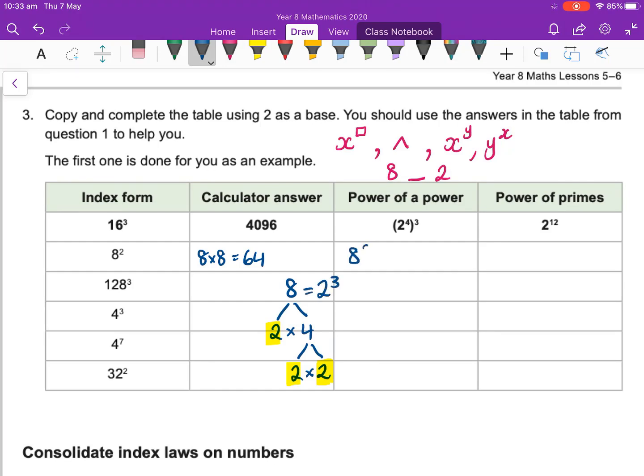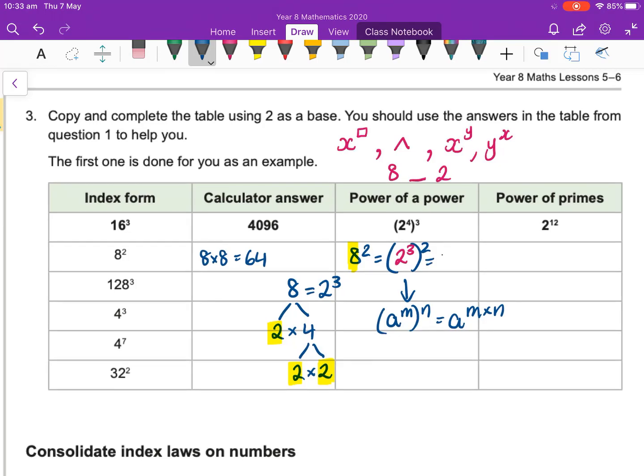So now we have 8 squared, and we replace the 8 with the 2 cubed. So you've got 2 cubed, and then all of that is squared. Now our rule for powers of a power is if we have a to the m, all to the power of n, that's a to the m times n. So this becomes 2 to the power of 3 times 2, which is 2 to the power of 6. Okay, and that's the answer that goes there.